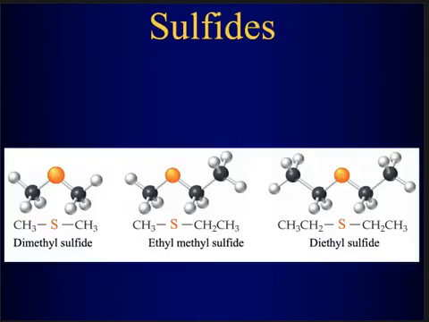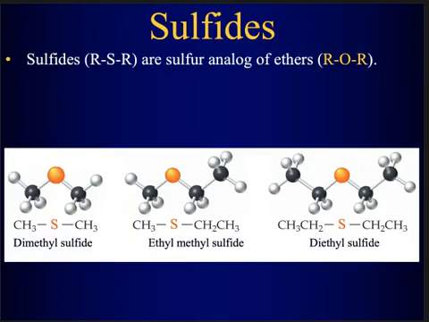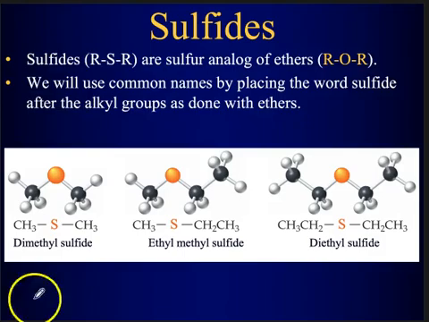Alright, so another compound that is very similar to these ethers is sulfides. So we're going to call it a sulfur analog of the ether. Instead of having an O here for an ether, I'm going to replace it with a sulfur instead. Once again, we're going to use the common names for these, and we're going to name them the exact same way as we named our ethers.